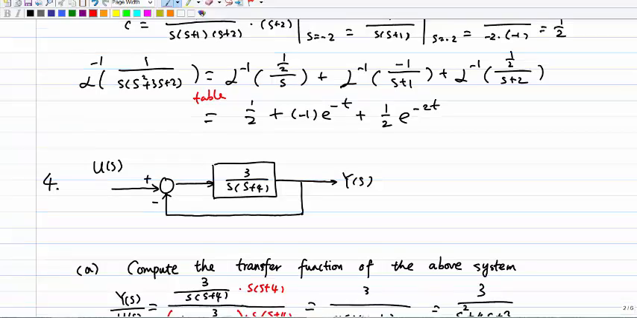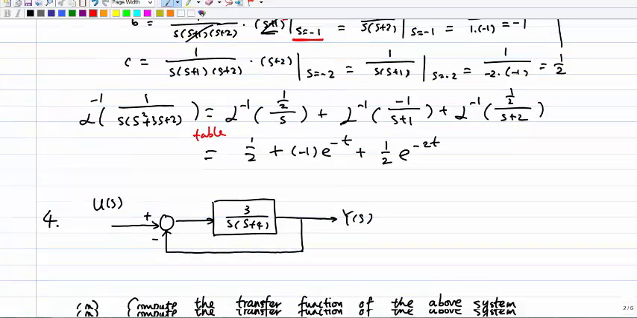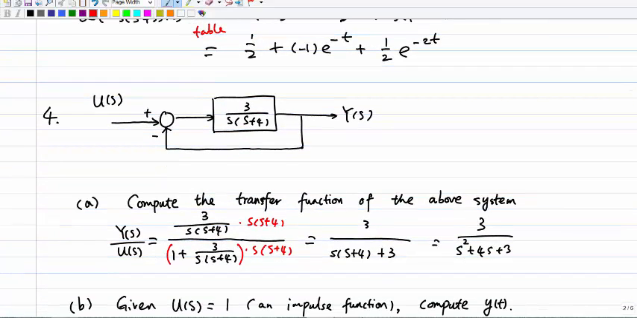Okay, so this was the third question. Let's go to the fourth question. The fourth question is also a little more complicated, because it is about a transfer function.